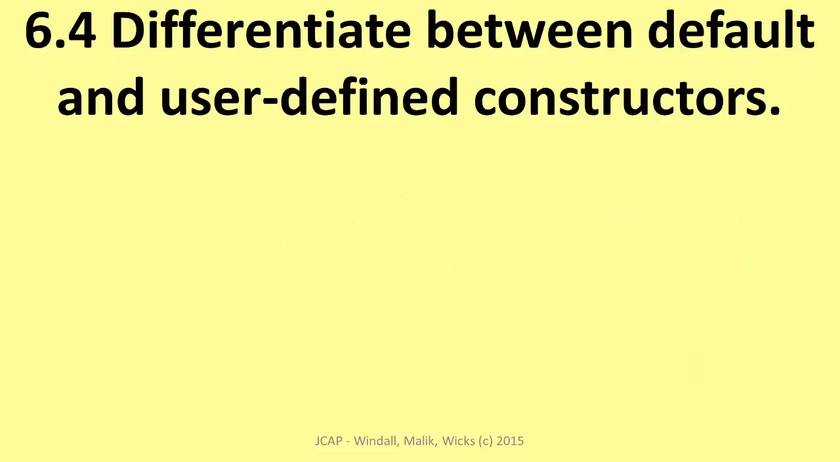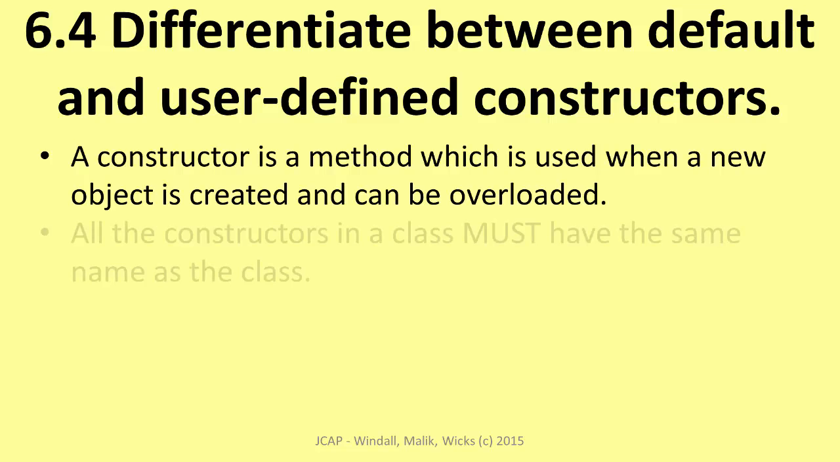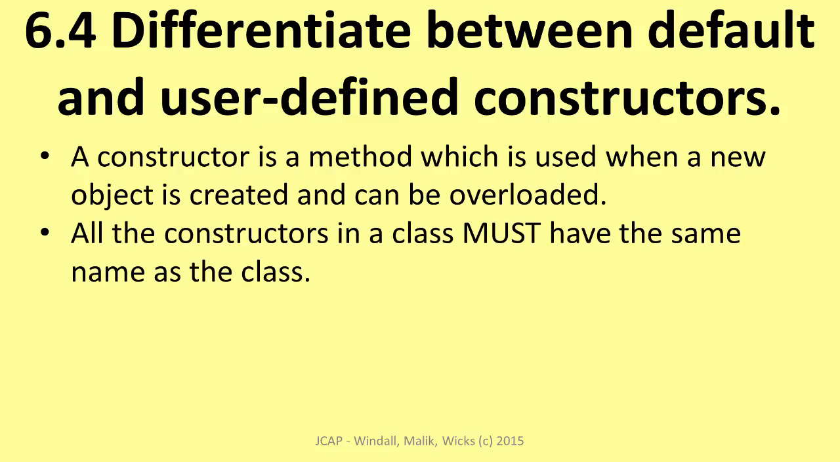Now let's move on to 6.4. Differentiate between default and user-defined constructors. A constructor is a method which is used when a new object is created, and these can be overloaded, which is really useful when you have several different ways of getting that object into existence. All constructors in a class must have the same name as the class. So if the class is called Fred, all the constructors have to be called Fred, but they should have different signatures.